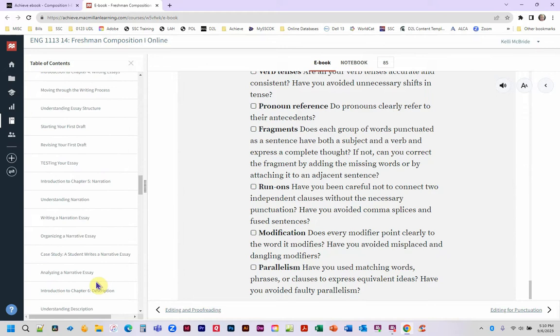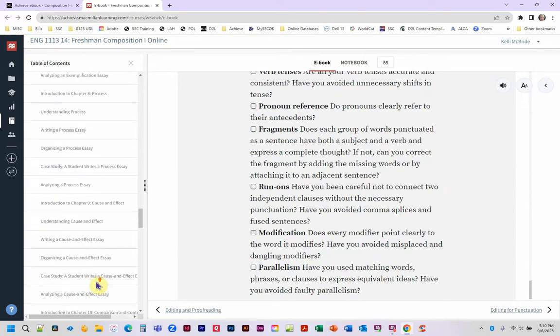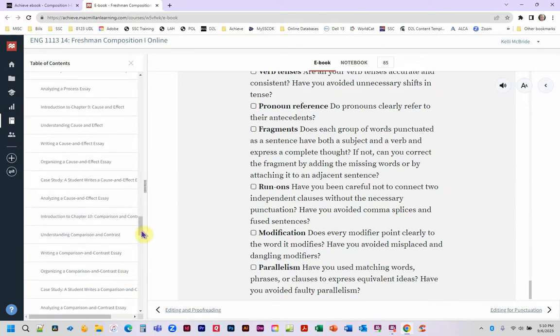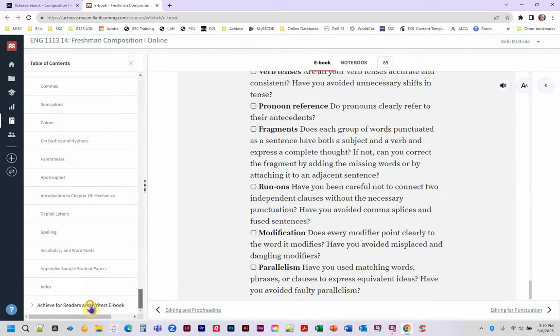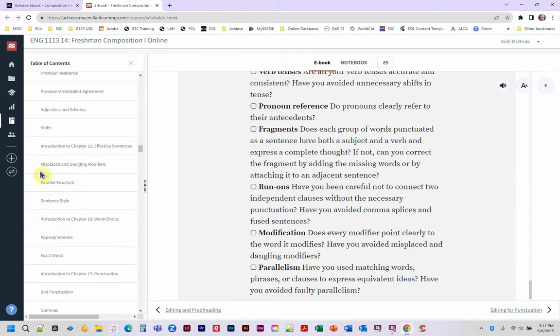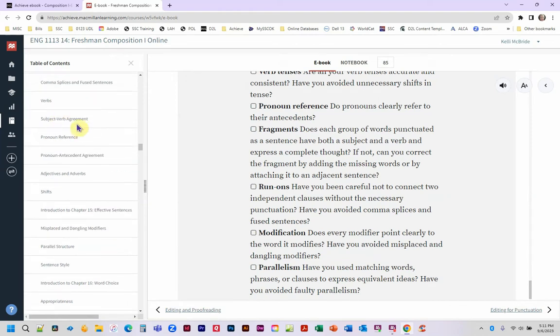There is a section that's just going to talk to you about things like run-ons and those kind of things. I also have some of those learning adaptive quizzes that are bonus. Right, okay, here we go. So here you can see sentence style, parallel structure, adjectives and adverbs. So you can look here.